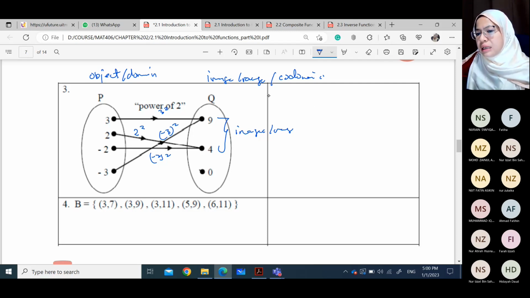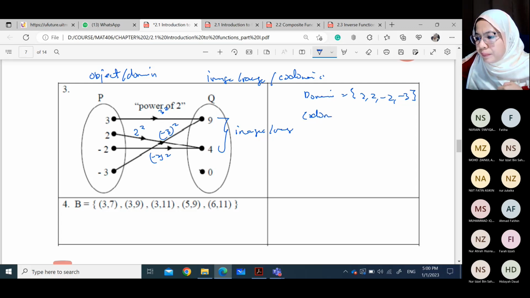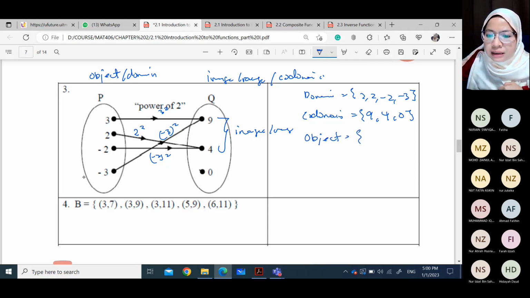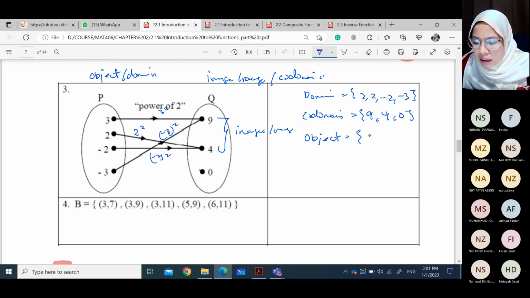So maknanya kalau kita nak list domain and codomain, so domain dia kat sini adalah 3, 2, -2 and -3. While codomain adalah 9, 4 and 0. Okay, so untuk case yang ni kita map all the domain, it is mapped to Q. Objek adalah 3, 2, -2 and -3.